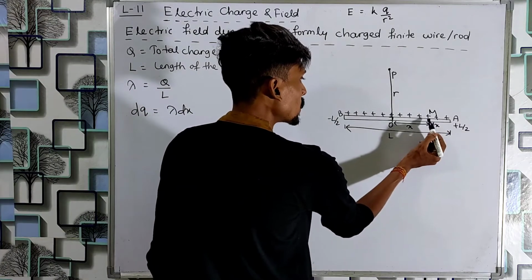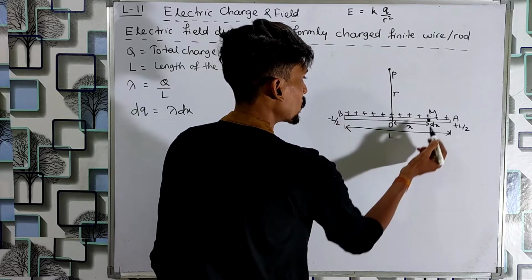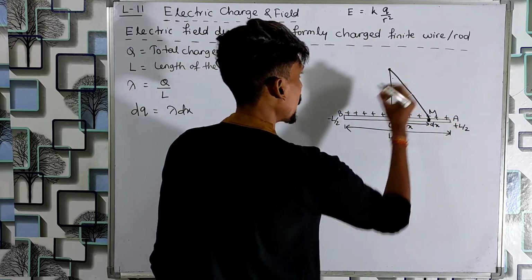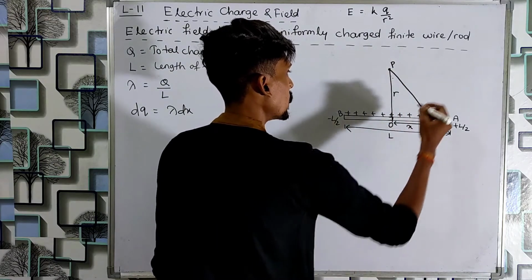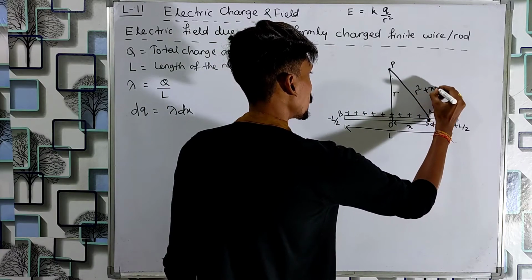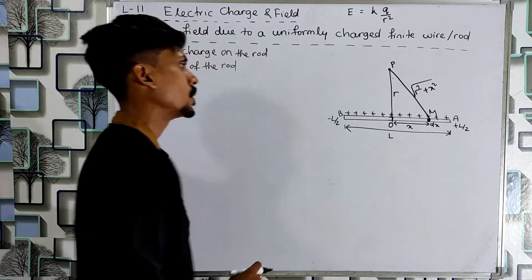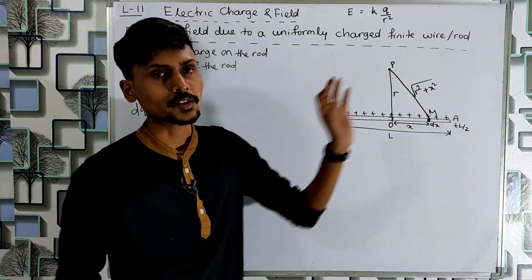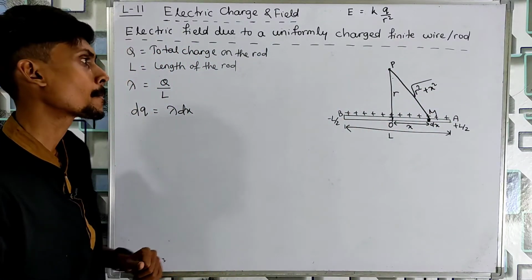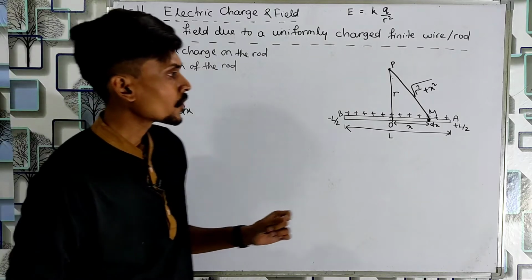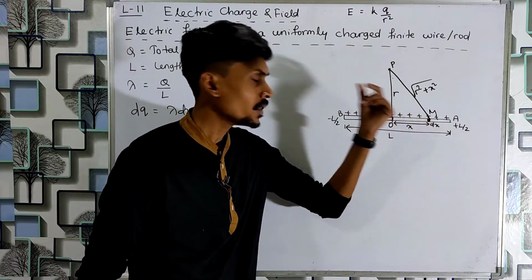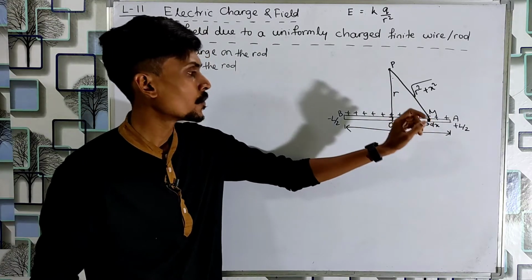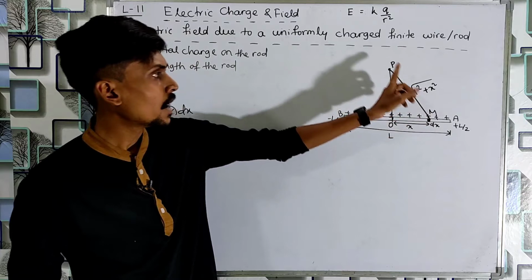So what will be the distance of the point P from this element? The distance will be MP, and MP will be how much? Square root of r square plus x square. This distance MP will be how much? Square root of r square plus x square. Is that clear? Now tell me, now this small element will behave as a point charge. So what will be the electric field due to this element at the point P?